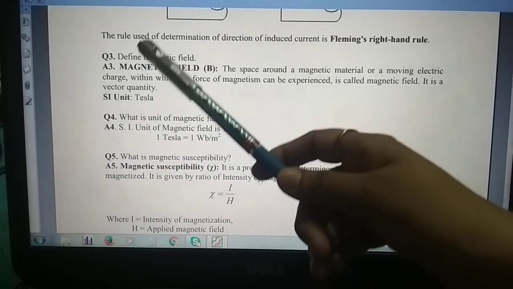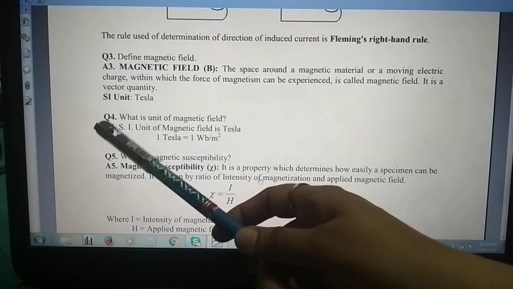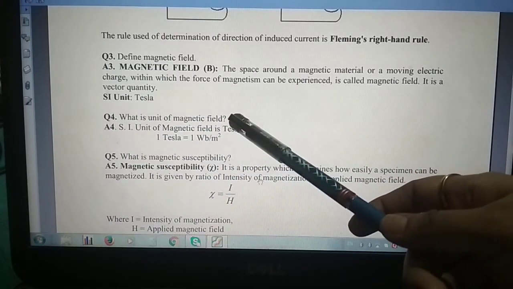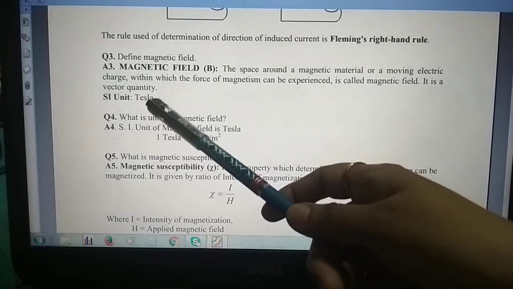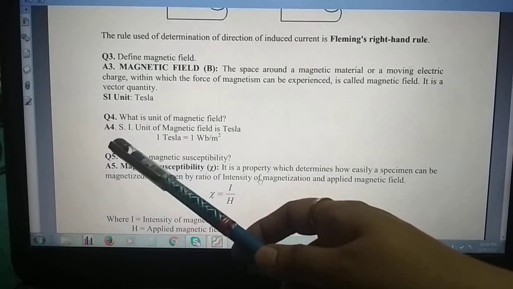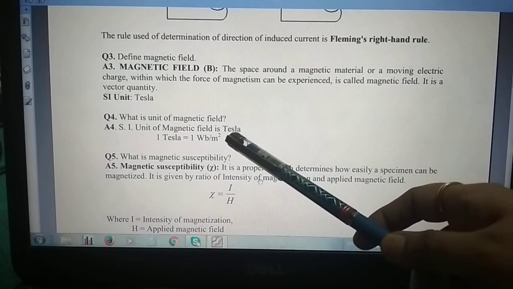These are the short answer type questions. So coming to the next question, question number 4. What is the unit of magnetic field? That we have already written over here. The unit of magnetic field is Tesla. So once again, the SI unit of magnetic field is Tesla.